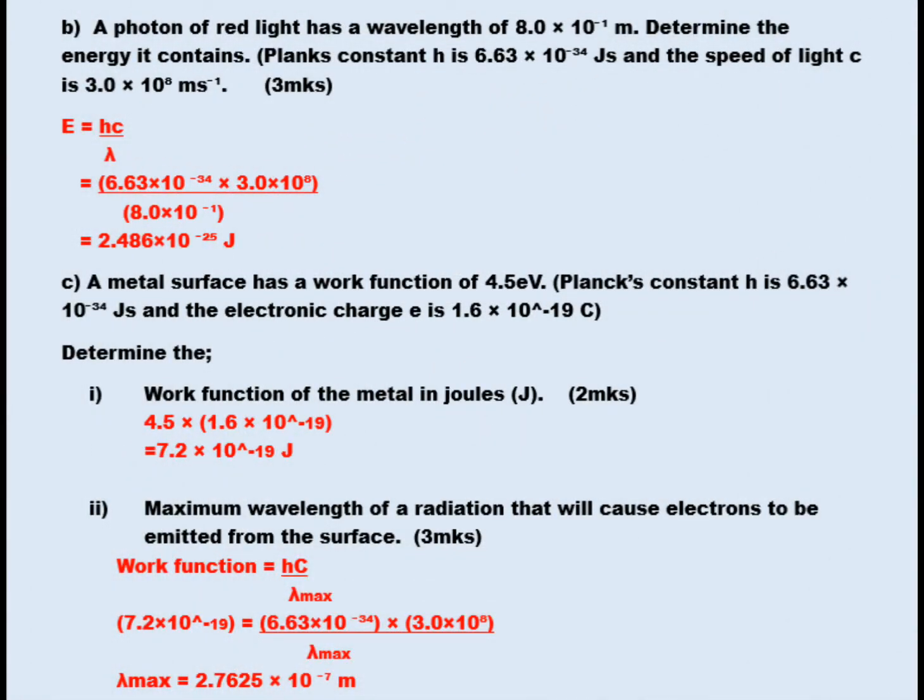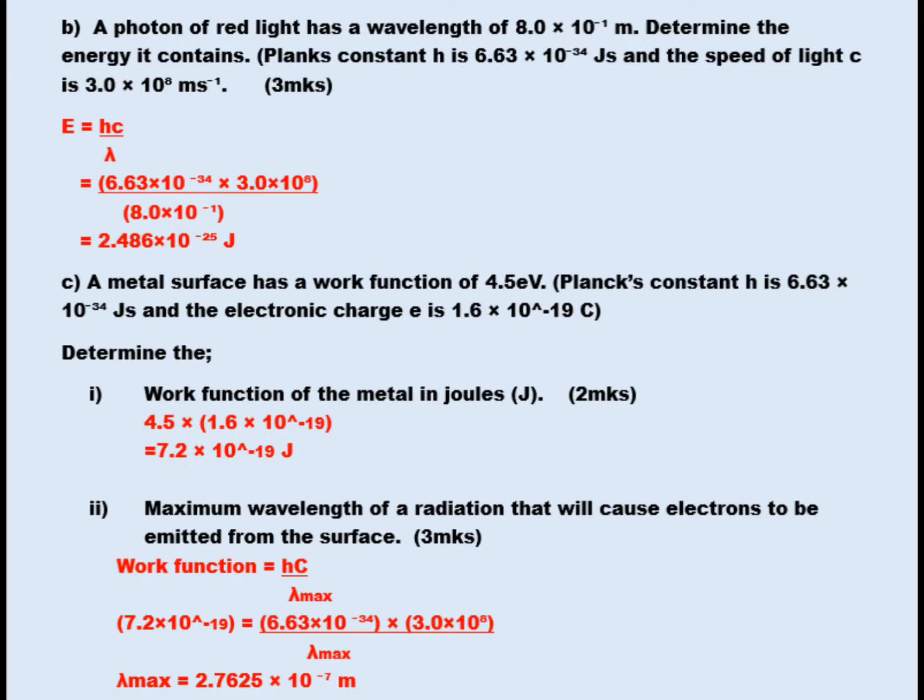Number B, a photon of red light has a wavelength of 8.0 × 10^-7 meters. Determine the energy it contains. So you have wavelength, you are trying to find energy. Planck's constant we are given 6.63 × 10^-34 joule seconds, and the speed of light c is 3.0 × 10^8 meters per second. So if you have wavelength, Planck's constant, and speed, how do we get energy?